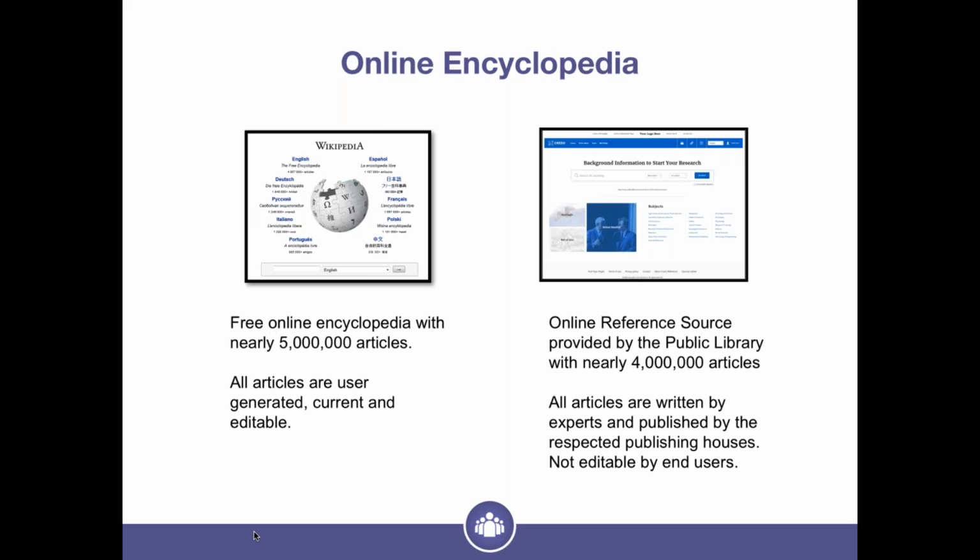Now, I mentioned that we're a database, but we're also an online encyclopedia. You can think of us that way. I'm sure you're all familiar with Wikipedia, and that has over 5 million articles, and they're user-generated, and they're editable. With Credo, you're searching over 4 million articles, or nearly 4 million, I should say. But all the articles are written by experts and published by respected publishing houses, and they are not editable at all. They all contain full citations. So think of us as a general reference database that you can search, made up of 800 individual titles. 800 plus. It's actually more than 800, but we'll get into that.